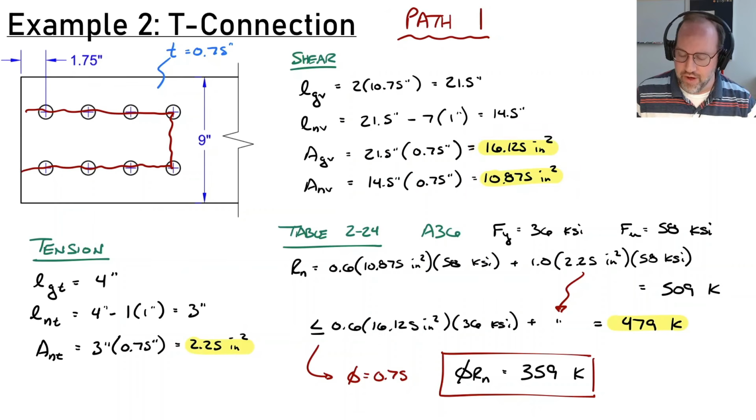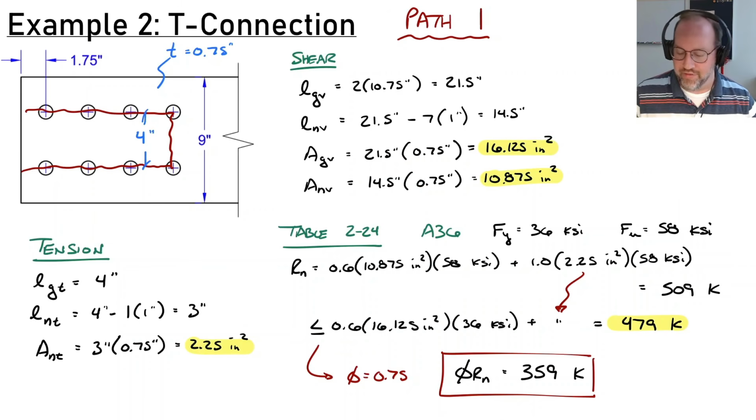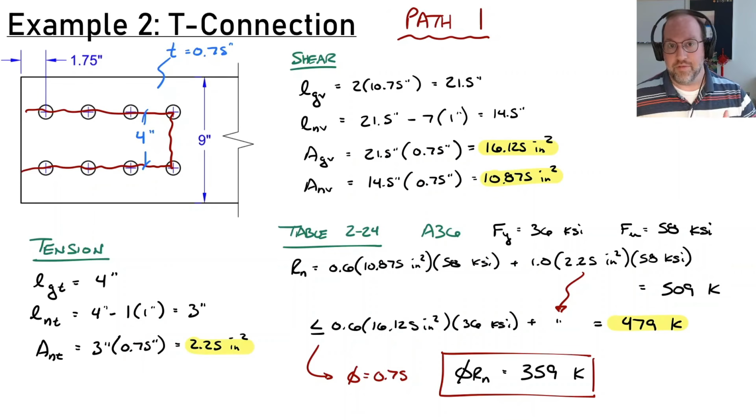So looks great. Tension in this case, this was just 4 inches here. So straight up, that is my gross length for tension. I got to subtract out half plus another half. So that's a full hole. So 1 times 1 inch, multiply by the thickness. That gets me my net tension area.